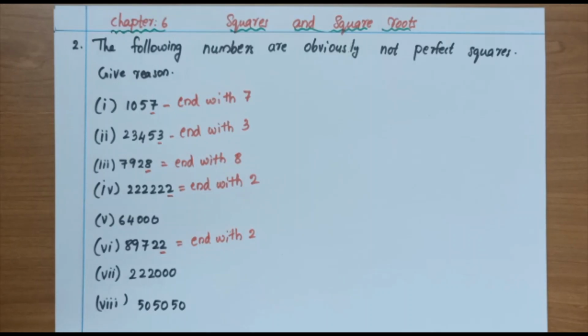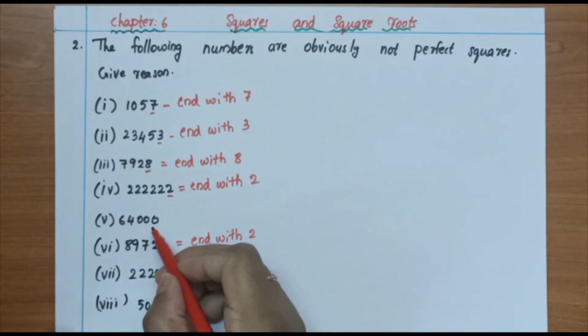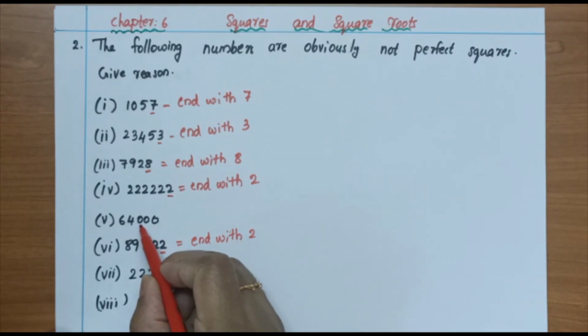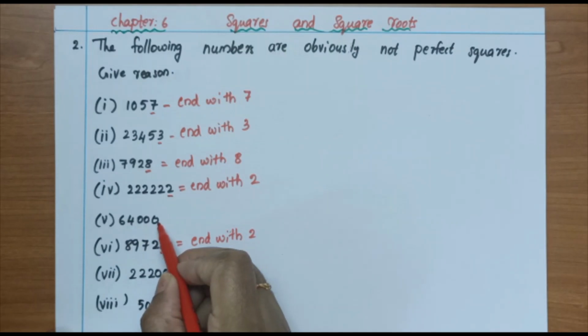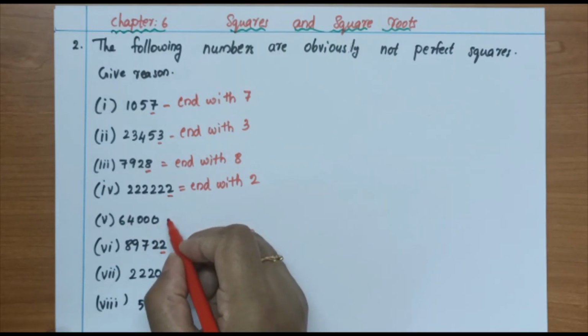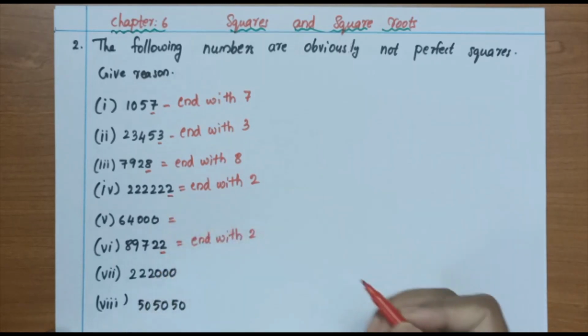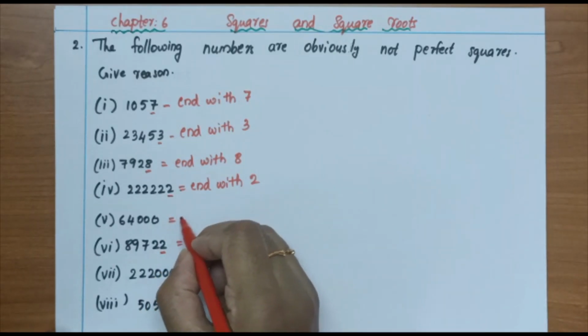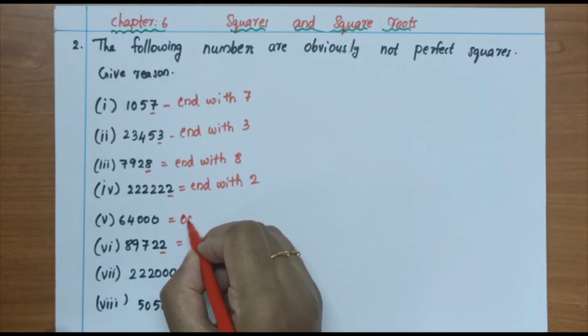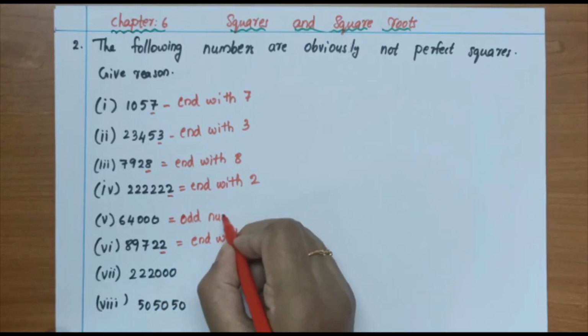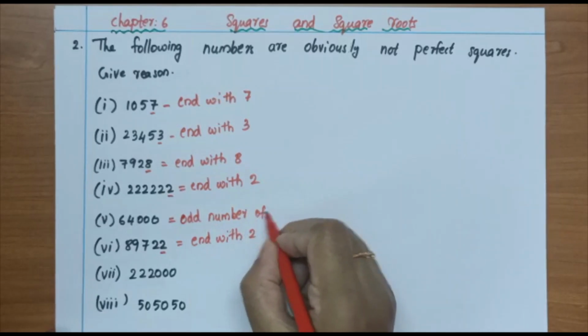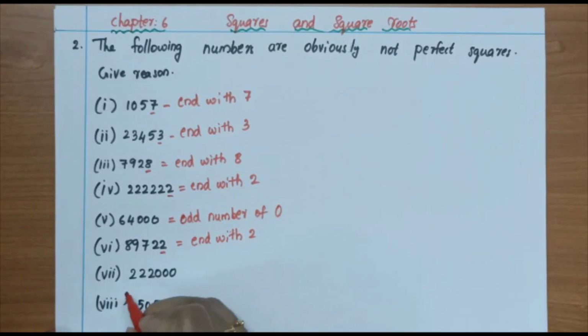Why? Because we have to know a condition, and don't forget that condition: the number of zeros should be even. There should be an even number of zeros. Here we have 3 zeros. That means we have an odd number of zeros. That's why 64,000 is not a square number, because it has an odd number of zeros. Also in question number 7, the same reason, ending with 3 zeros.